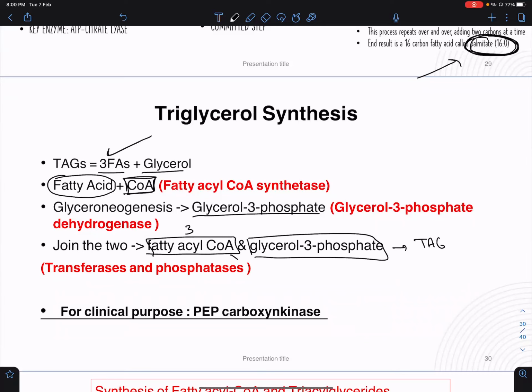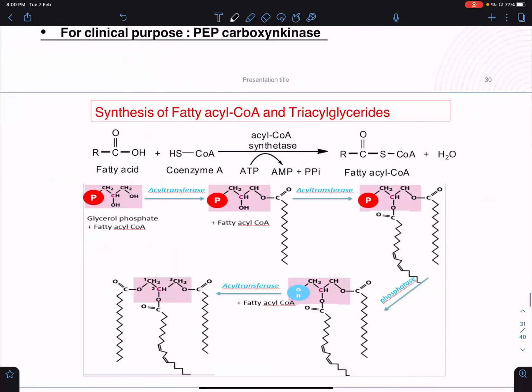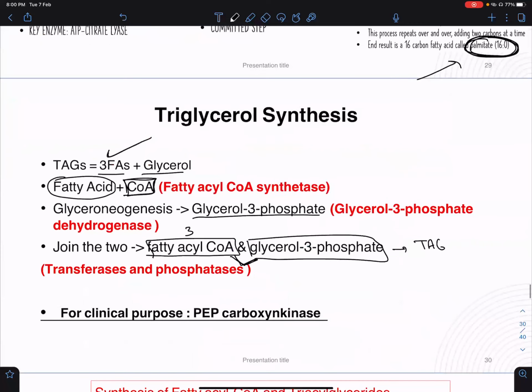Okay, what joins these two together, the fatty acyl CoA and the glycerol 3-phosphate? It's just a series of transferases and phosphatases. You don't really need to know details. As you can see here, it's just transferase, phosphatase. Many enzymes together are going to join the 3 fatty acyl CoAs with the glycerol 3-phosphate. So that's in general what you need to know for triglyceride synthesis. I just want you to keep in mind a certain enzyme that's going to be needed for clinical purposes, which is PEP carboxykinase. This is needed for glyceroneogenesis, which is the formation of glycerol.